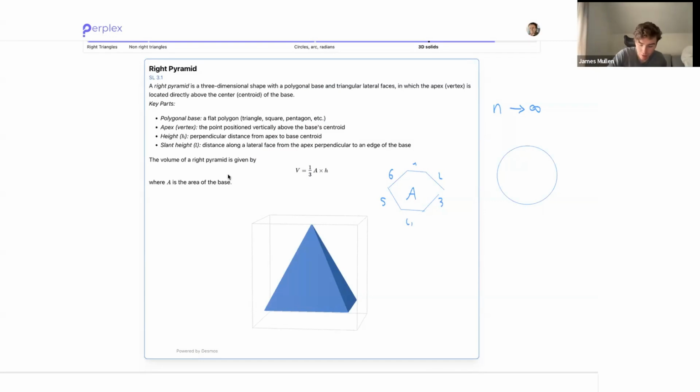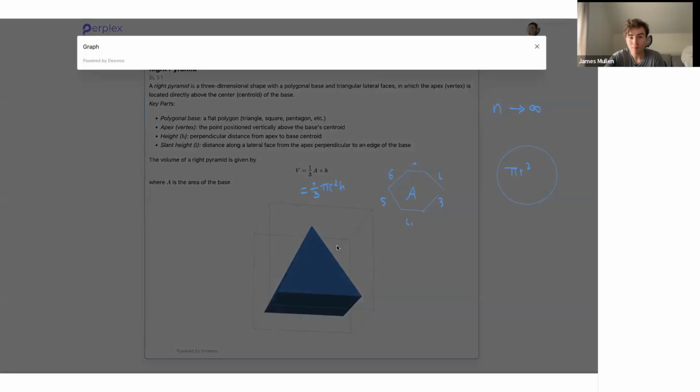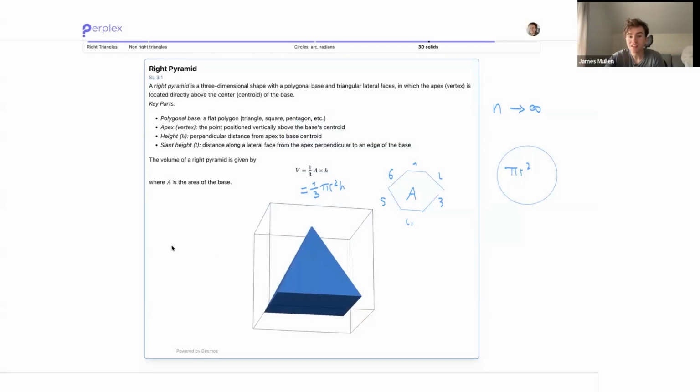And what happens when I have a circle? A circle has an area of pi r squared. So if I plug that in here, I get 1/3 times pi r squared h. And that's the formula that we had for the volume of the cone. And that's actually not a coincidence. The shape I would get if I went from square to pentagon, hexagon, and then kept making it more and more sides, if this shape at the bottom became a circle, this whole shape would just be a cone. So you can think about the formula for the volume of a cone as a special case of the volume of a pyramid.